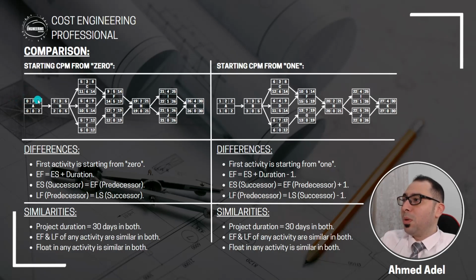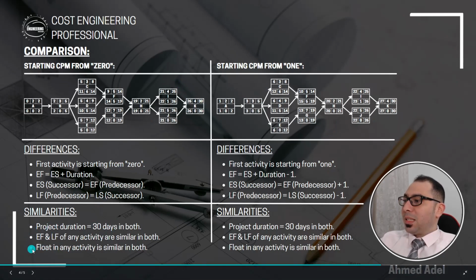0 plus 2 will be 2. The same 2 will come here. Plus 3, that's 5. The 5 will come here, and so on. But in the end, if I use this method or if I use this method, in other words, if I start from 0 or start from 1, the project duration in the end is 30 days. It's the same project. It's just a different method of calculating. So this is the first similarity, that the project duration will be similar from both methods.